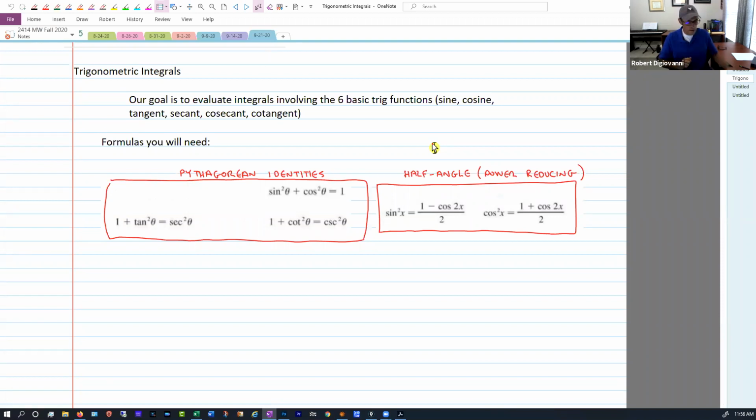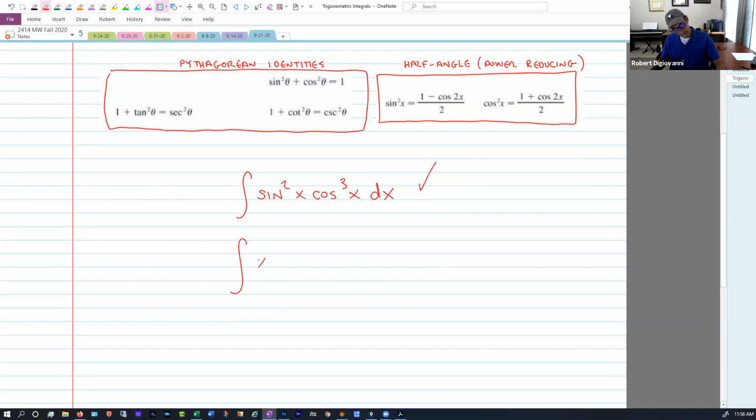So, an integral that looked like this would be a trig integral, because it has sines and cosines in it, right? Raised to different powers. So that's a trig integral. Let me show you something that's not a trig integral. That's not a trig integral because it has an x here. And x by itself is not a trig function.